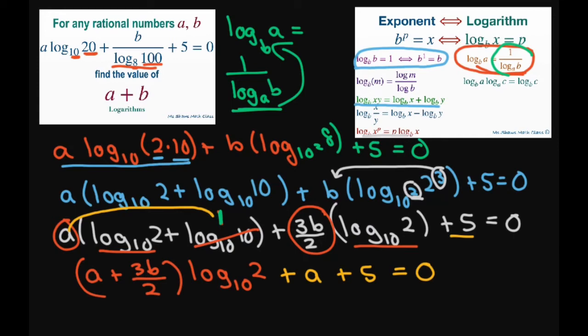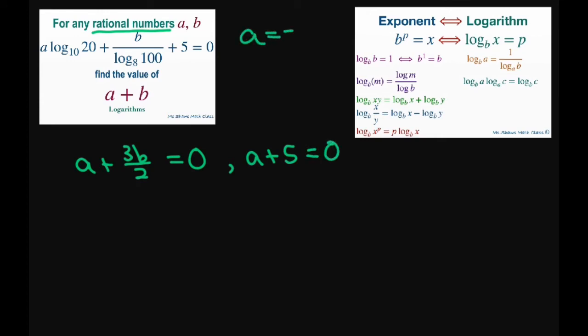Since a and b are rational numbers, these are rationals, our log base 10 of 2 is irrational. So basically I can set this equal to 0 and this part equal to 0 to solve for a and b. So that's going to give me a plus 3b divided by 2 equals 0. We're just looking for the rational ones, not the irrational. And we also have a plus 5 equals 0. So now we know that a is negative 5.